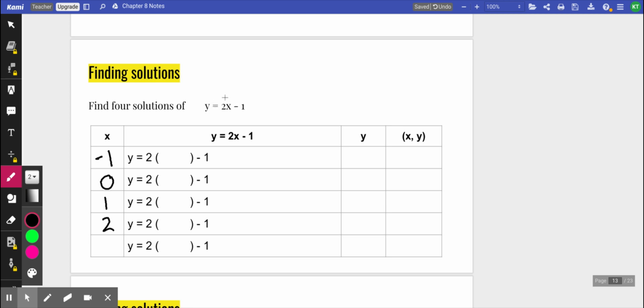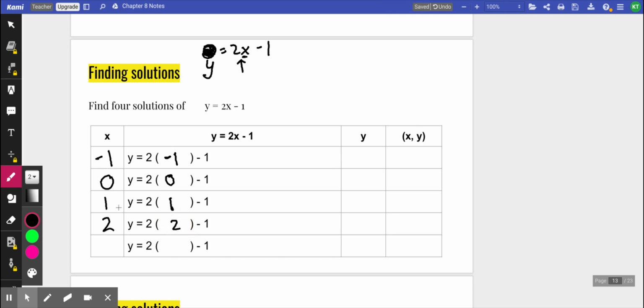So it says find 4 solutions, because notice we have 2 variables here and we can only solve for one at a time. If you remember back to our solving equations, the equation would have been like 10 equals 2x minus 1, and we had to solve for x, right? So if this were our case, instead of having a specific value here, we're just going to say y. And what that allows us to do is plug in different values for x to determine what y equals. So we're going to input these x values into the equation, and we're going to figure out what that y equals from that, right?